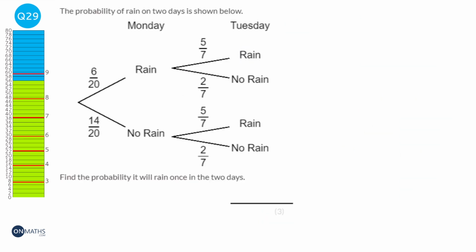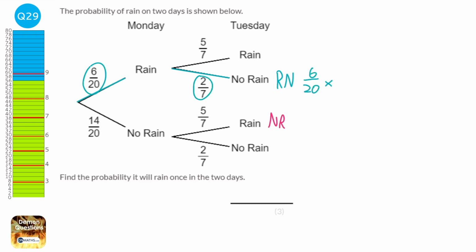There are two outcomes where it will rain once in the next 2 days, and that will be rain and not rain, and not rain and rain. To work out the probability it will rain on Monday and then not rain on Tuesday, you're just going to multiply 6 over 20 by 2 over 7. So 6 over 20 times 2 over 7, and that will give us 12 over 140.